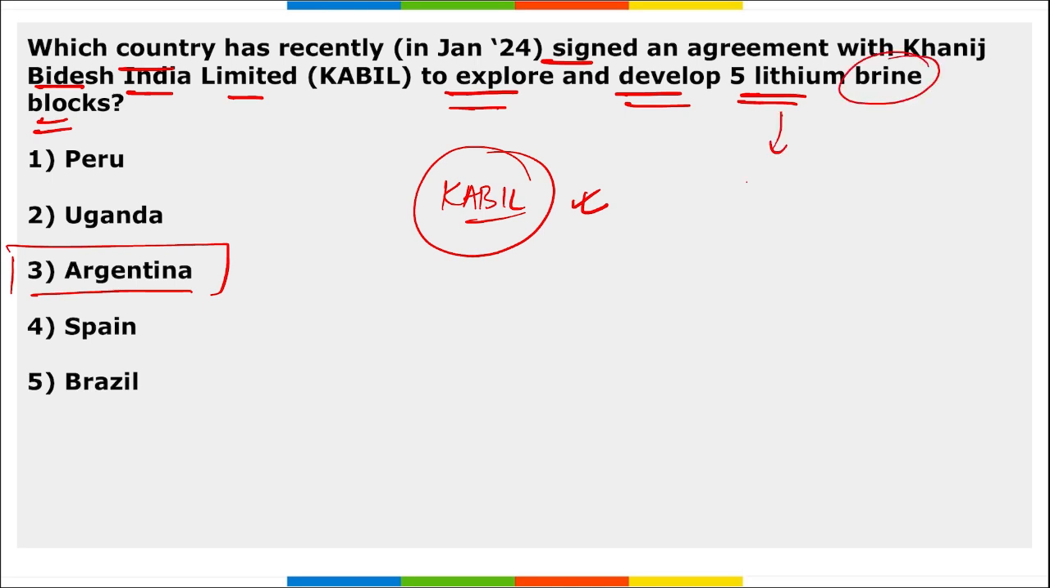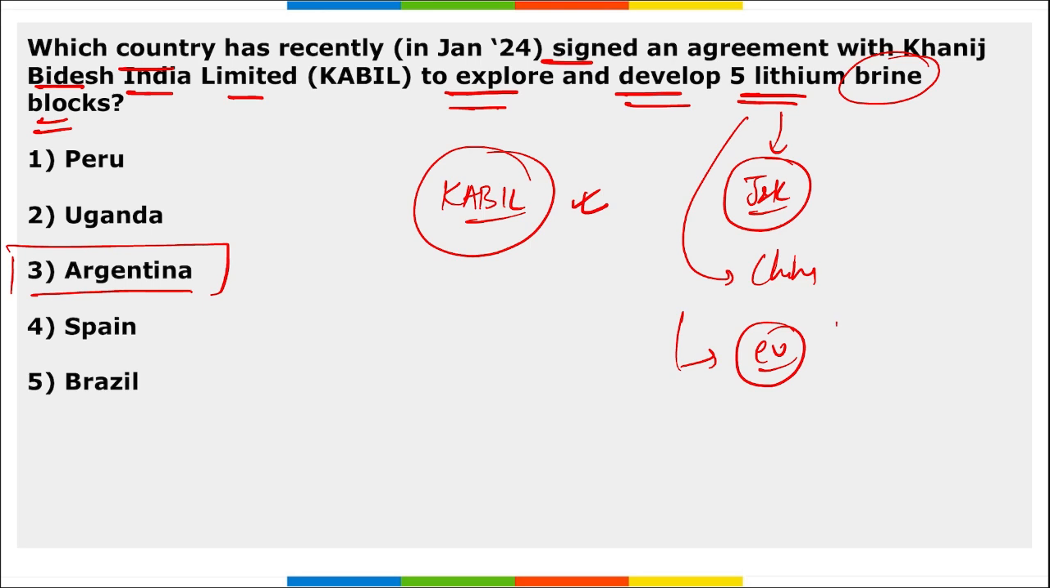We know lithium is used in, first of all, reserves of lithium were also discovered in Jammu and Kashmir, and the monopoly over lithium is with China. It is one of the main important sources for developing electric vehicles, and not just electric vehicles, we can say for batteries, rechargeable batteries. And brine is basically a solution of lithium and water.